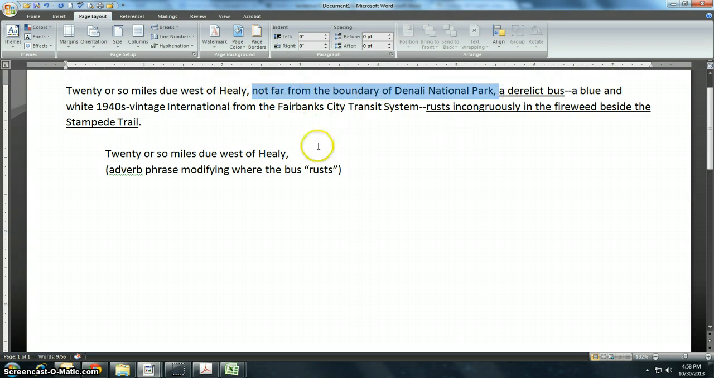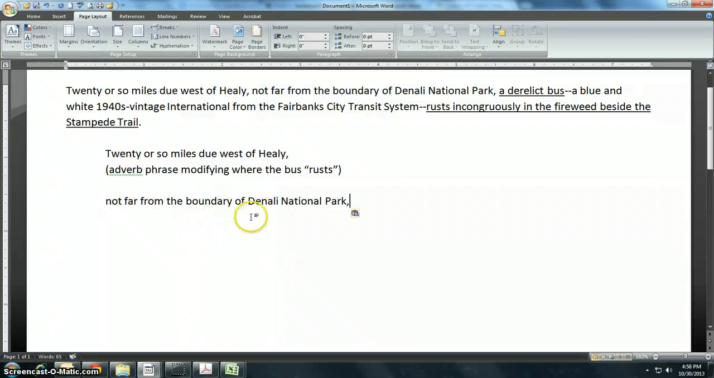All right. Not far from the boundary of Denali National Park. Okay. This is also telling us where the bus rusts. Let's see, is it telling us more about anything in here? Is it telling us more about this adverb? No, I think both of these are equal modifiers. I don't think this is modifying this. So let's put it on the same line, the same level, same indent, one space.